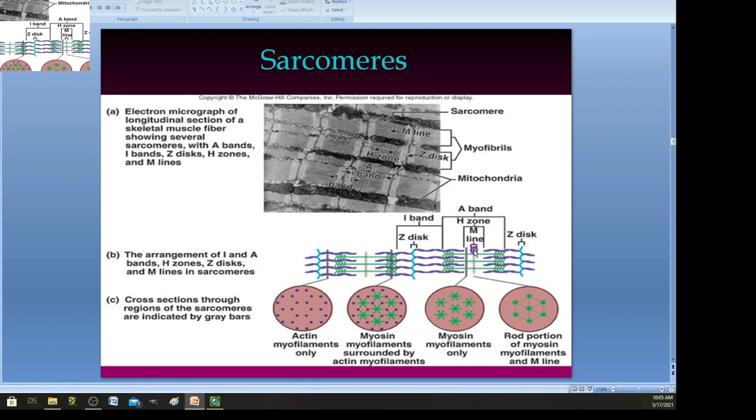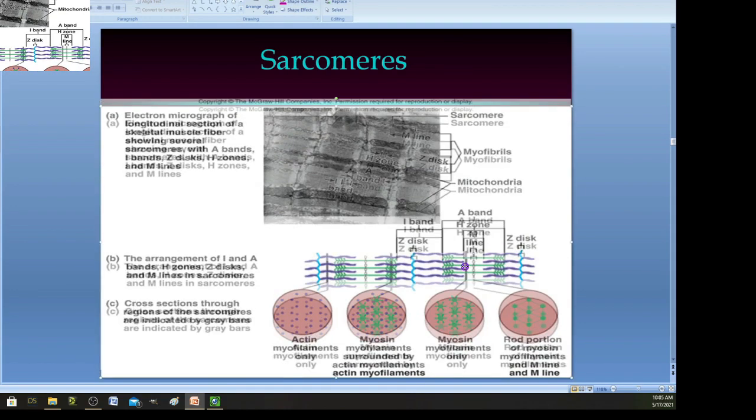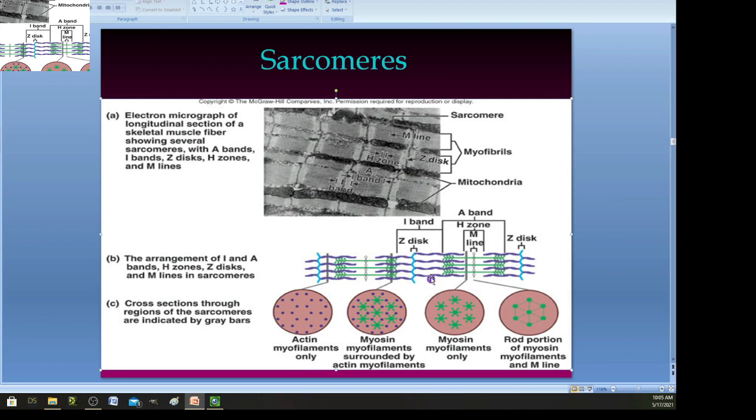And then we've got these bands. So the I band is just this band that has actin. The A band is where the actin and myosin overlap. And then the H zone is this area in the middle. The H zone is the middle that only has myosin.